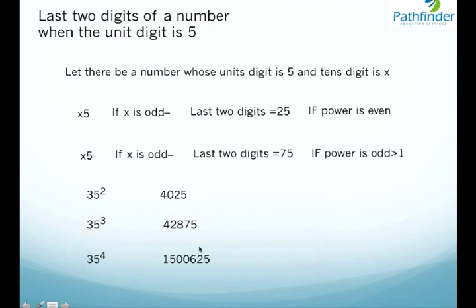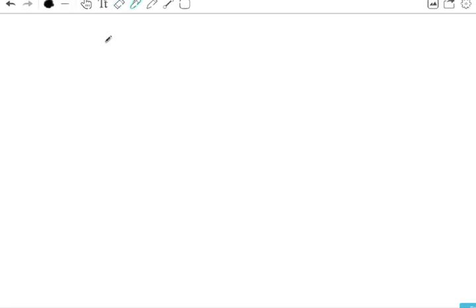What are the last two digits of the number 775 to the power of 1231? The first thing we notice is that the last digit is 5, the preceding digit is odd, and we expect that if the power is also odd, then the last two digits must be 75.